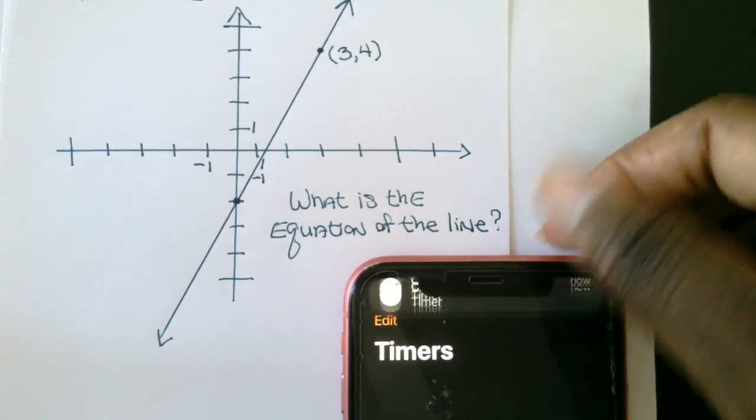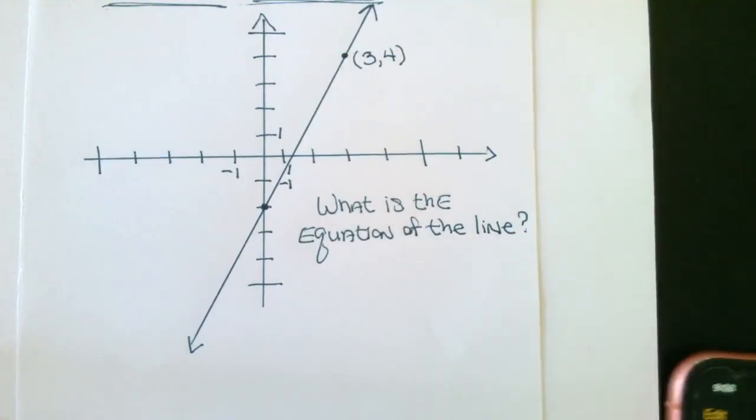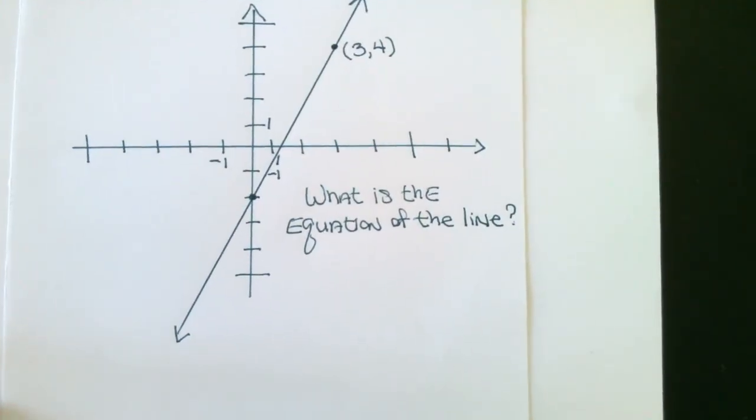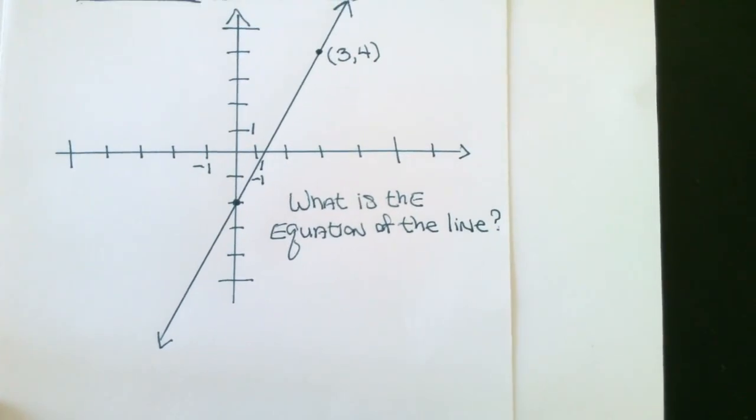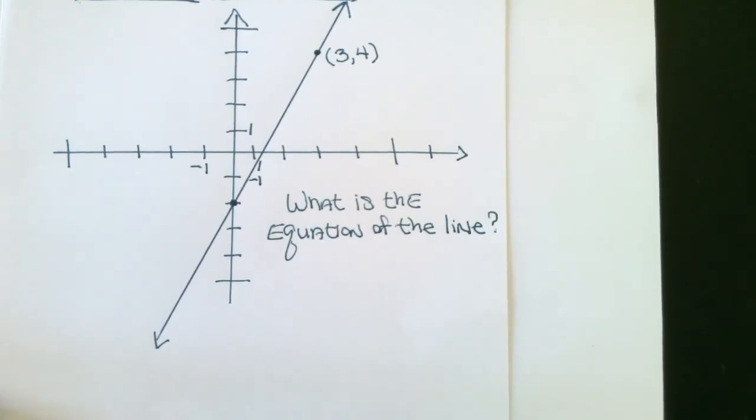Okay. All right. Let me see your answers. So I want the equation of the line. I'm not sure why I'm getting just numbers. I want to see the equation of this line.